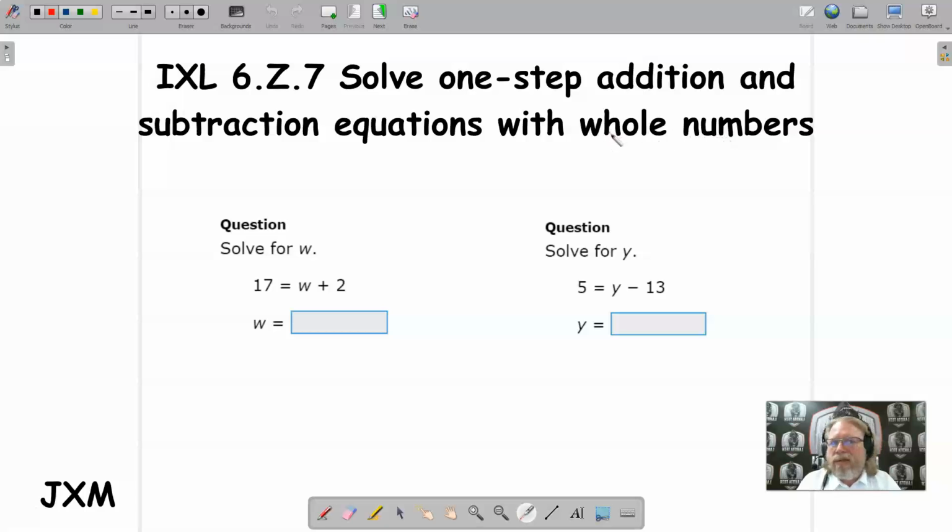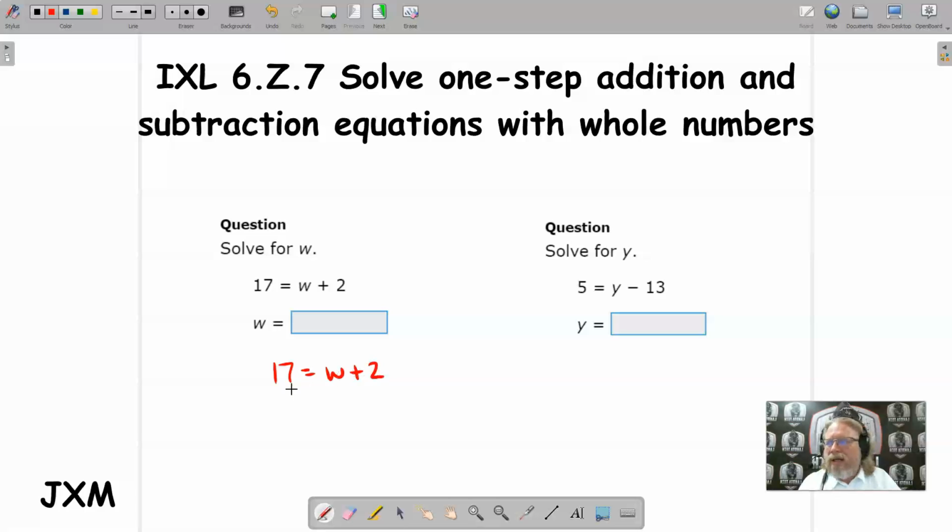Remember that whole numbers are numbers like 0, 1, 2, 3, 4, 5, 6, 7, and on into positive infinity and beyond. So we'll go ahead and start off on the first one here. 17 equals w plus 2. We're going to rewrite the problem. 17 equals w plus 2.